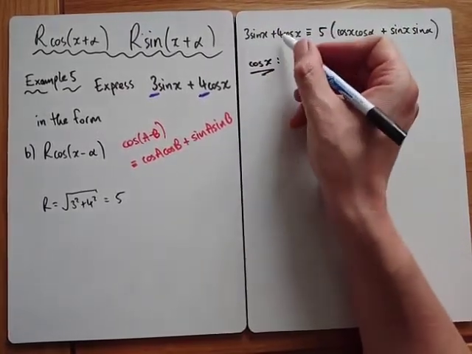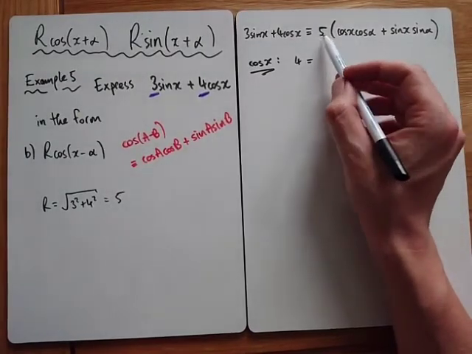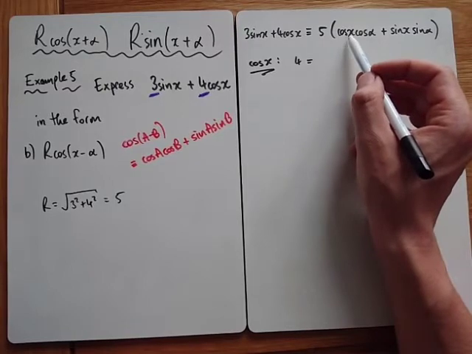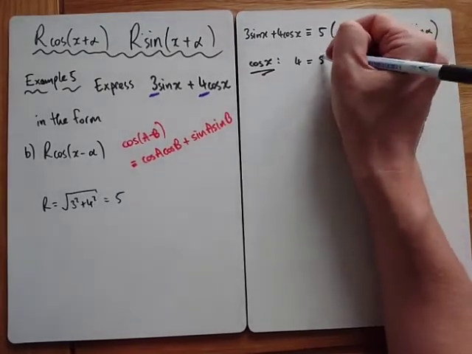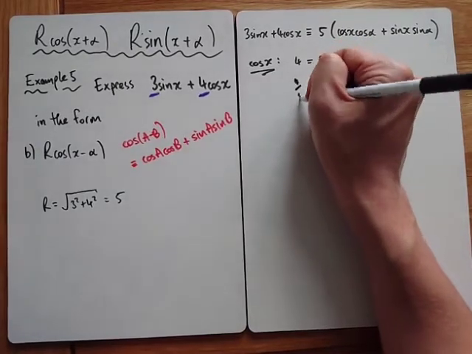how many cos x's are on the left? 4. How many cos x's are on the right? If we expand this out, 5 cos. So 5 and cos alpha are multiplied by that cos x. So that would be equivalent to 5 cos alpha. 4/5 equals cos alpha.